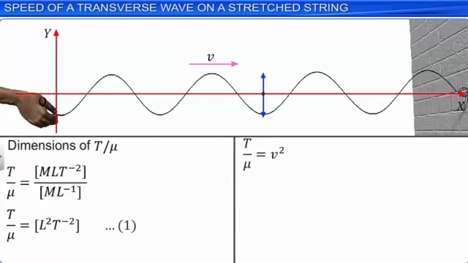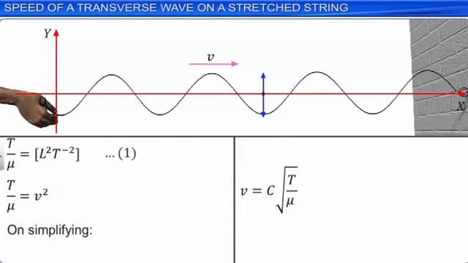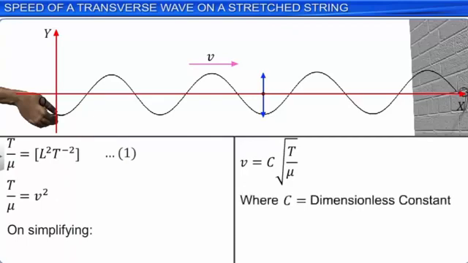On further simplifying, v is equal to C into root T by mu, where C is a dimensionless constant. This dimensionless constant C has been proved to be equal to 1. Therefore, v is equal to the square root of T by mu.